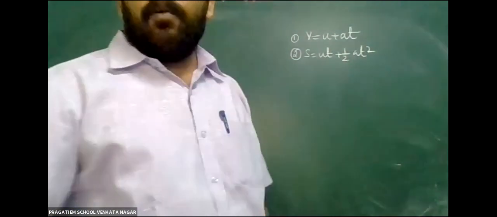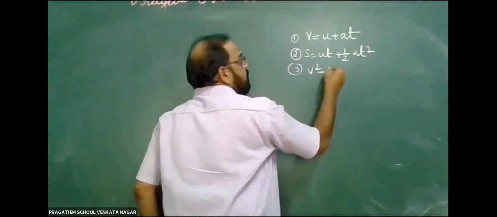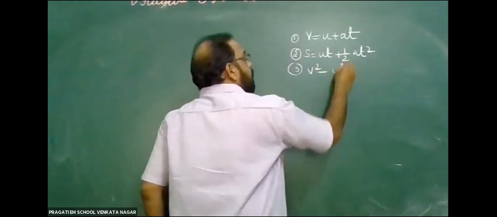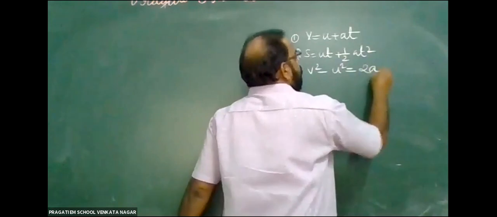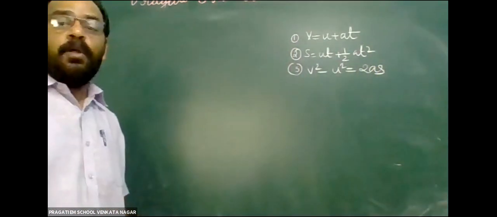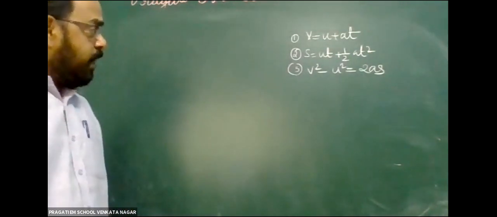Now we are going to derive the third one. What is the third equation of motion? V square minus U square is equal to 2as. V square minus U square is equal to 2as. This is our third equation.